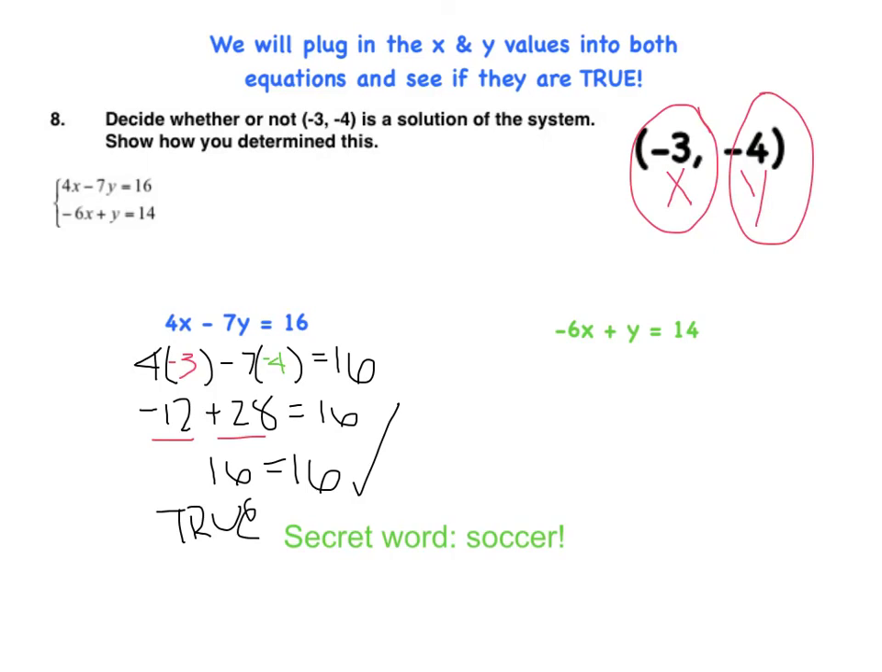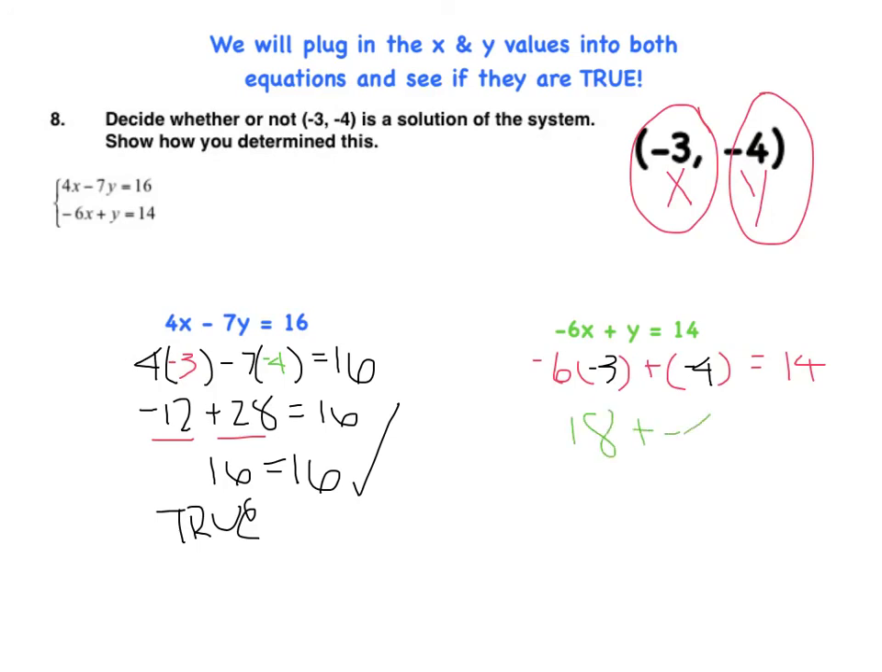So now we need to work out the next problem. Okay, and we're doing it the exact same way. Negative 6 times x plus y equals 14. All right, well, x is supposed to be negative 3, y is negative 4. Okay, let's see what we get when we multiply. Negative 6 times negative 3 is 18 plus a negative 4 equals 14. Remember, we can combine 18 plus a negative 4, which actually gives us 14. 14 does equal 14, so therefore this is true.